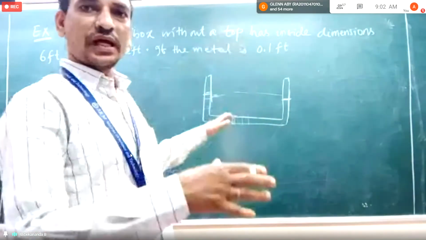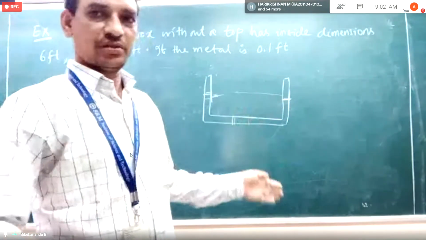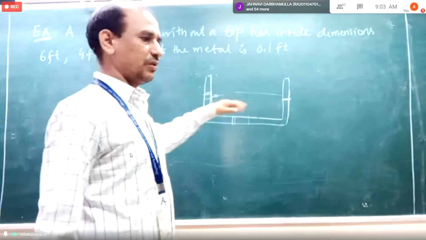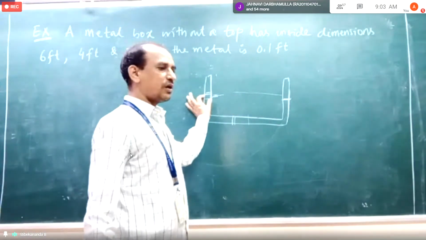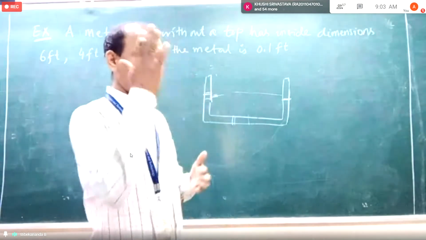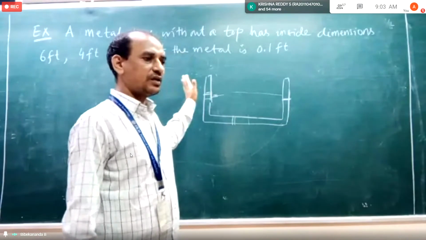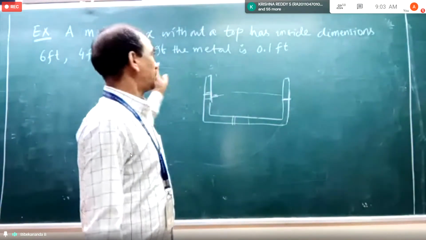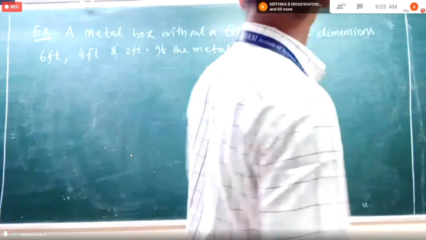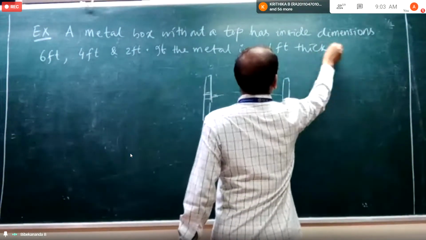This is a 2D I have done, but it should be 3D because it is a box. It is a box, so it will be 3D. In the 2D I am showing you. So these are the thickness of the metal box with respect to the height, with respect to the breadth, with respect to the length. Okay, thick.